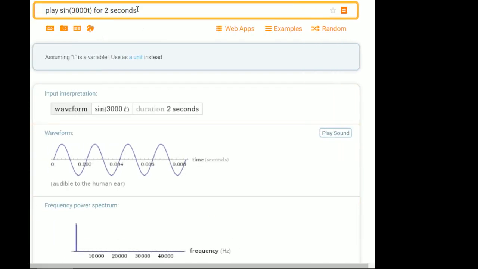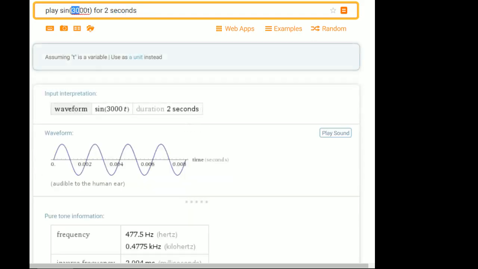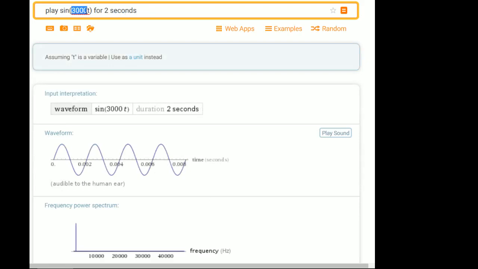Here I have an example. It's sine of 3000 t for 2 seconds. You have a coefficient in front of the t, and that represents the frequency in hertz. If you multiply by 2 pi, it means the sine will be equal to 0 3000 times.